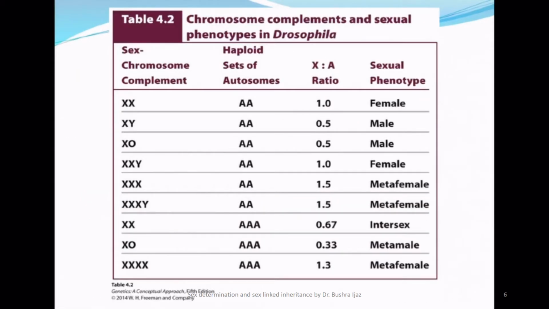All right, so I encourage you, if you're having trouble following the Drosophila logic, to look at Table 4.2 and actually read this section more in depth in your book. And this will help you determine what the sexual phenotype of an individual fly is based on the ratio of their sex chromosomes to their autosomes.